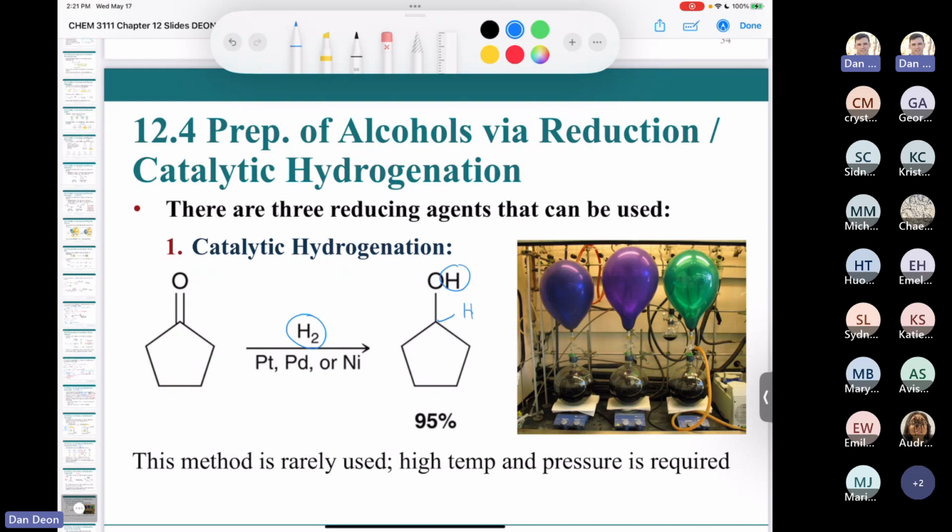What I have shown here in this picture is 3 balloons that are filled with hydrogen gas. So this is hydrogen gas in each one of these balloons. And then the solution in the bottom that's got kind of a dark color to it, that's the palladium or platinum catalyst being stirred around with the ketone in there. The only thing about this method, using catalytic hydrogenation, it works. However, the caveat, I would say, is that hydrogen is explosive, so we generally frown upon explosions in the lab.